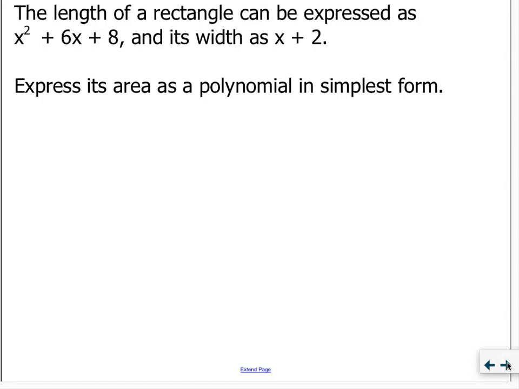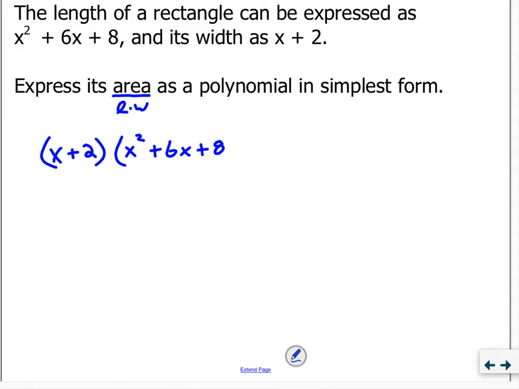Alrighty. So now we're talking about the area of a rectangle. Do you remember that area is length times width? So let's multiply our length by our width. Doesn't matter what order we multiplied in. So see if we can multiply that area and express it in simplest form. So we're going to have to combine some terms.